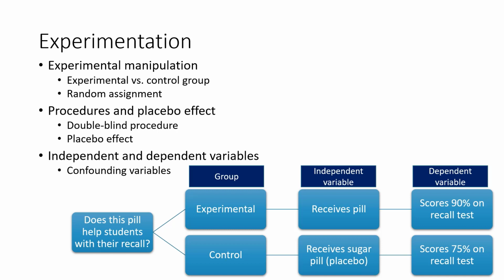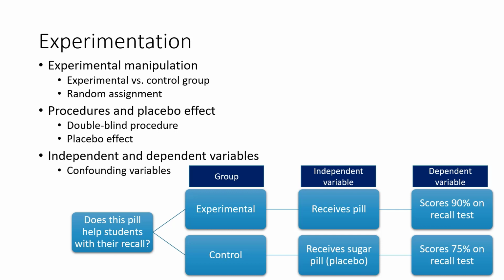To verify that the pill actually works, I need to complete the same study, but with a sample of students who don't receive the manipulation or the pill. This group would instead receive a sugar pill, also known as a placebo, so that the procedure they experience is the same as the one in the experimental group. This sugar pill group would be the control group.